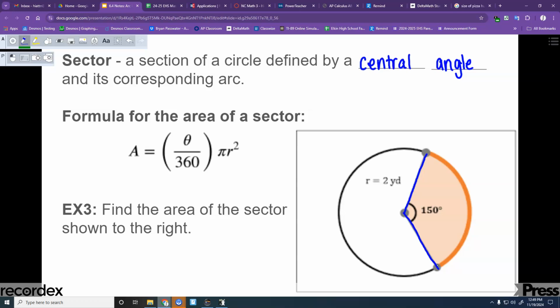So our formula for the area of a sector, you'll notice here, includes pi r squared because that's the area of a circle. So really it's just a fraction of the circle. It's just part of the circle. So if I have a sector like in number 3, with a radius of 2 and a central angle of 150, I just plug into this equation and I will get 150 degrees divided by 360 degrees, and I will multiply that by pi times the radius squared. That radius is 2 for this problem.